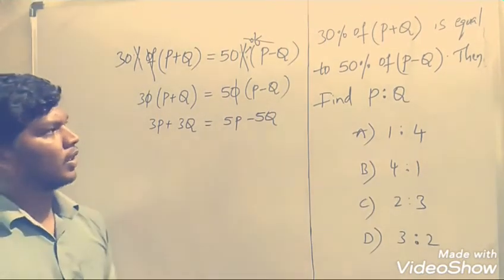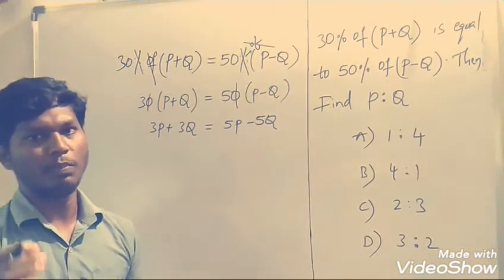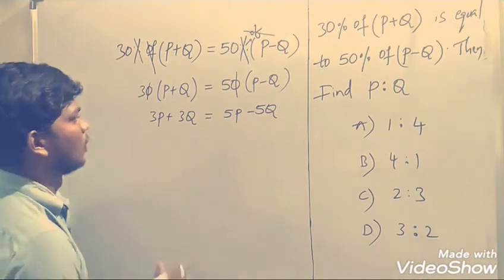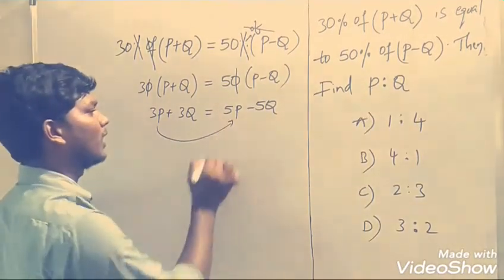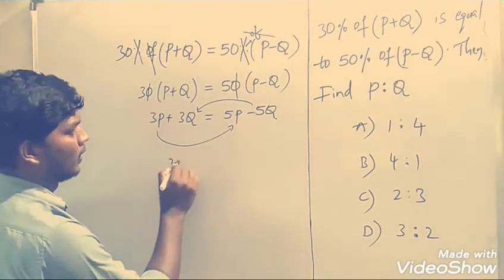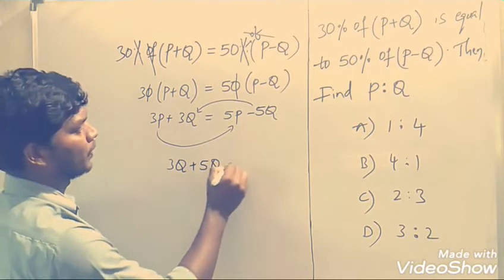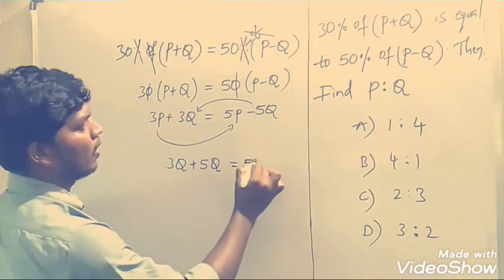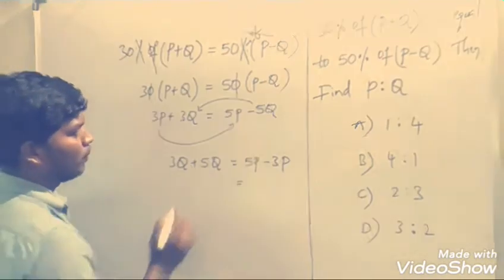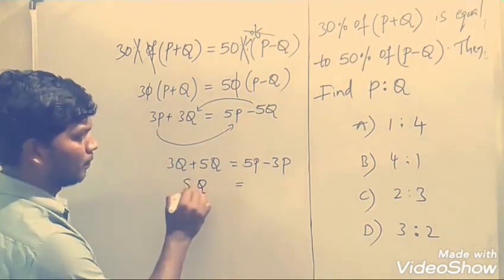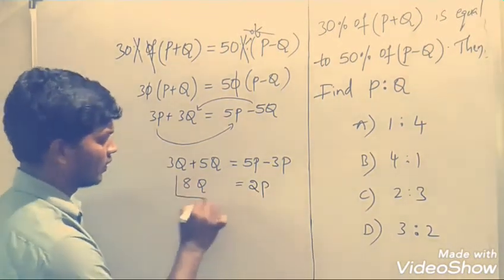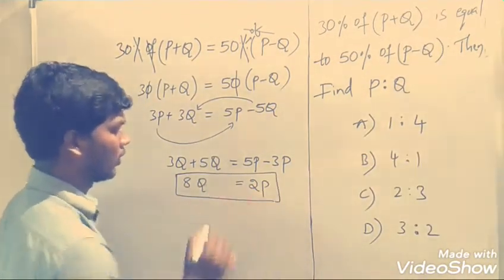See friends, our target is to find the ratio between P and Q. So just simply bring P to one side and Q to the other side. So I am moving this P to this side and this Q to the left side. So that means 3Q plus 5Q is equal to 5P minus 3P. So 3Q plus 5Q will be 8Q and 5P minus 3P will be 2P. Okay friends, this is what we have got.